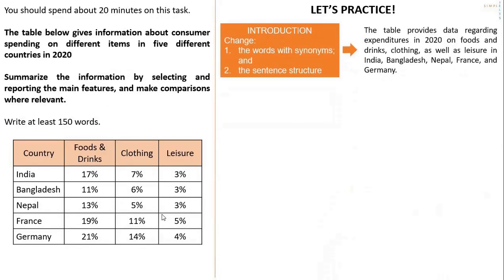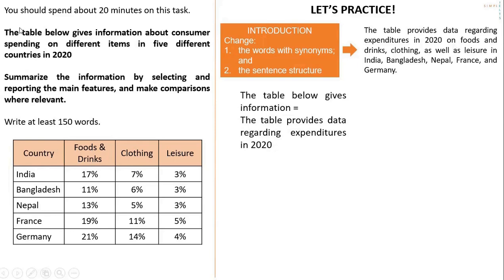Now let's practice, starting from the introduction. Remember that we can change the introduction by changing the words with synonyms and/or changing the sentence structure. For example, the table provides data regarding expenditures in 2020 on foods, drinks, clothing, as well as leisure in India, Bangladesh, Nepal, France, and Germany. So remember that in the written information, it says the table below gives information.